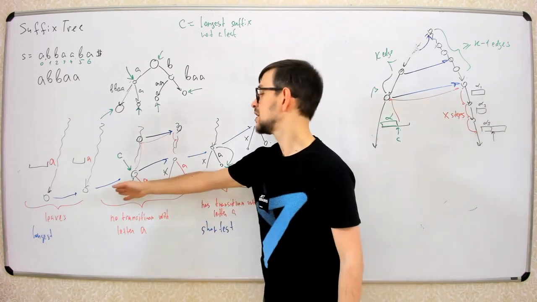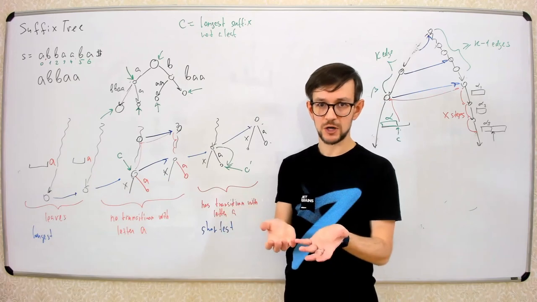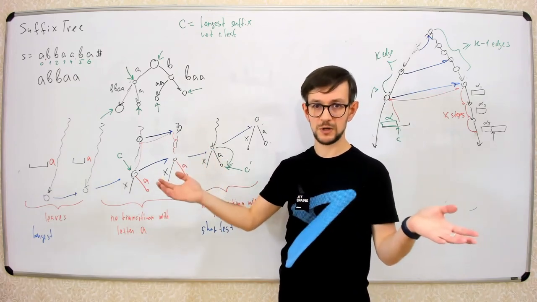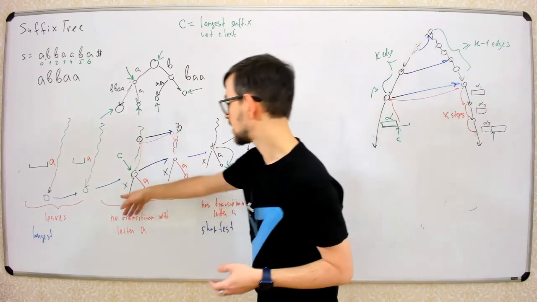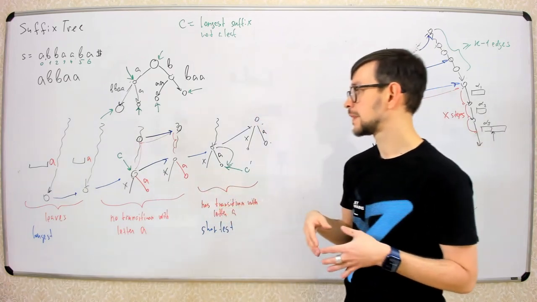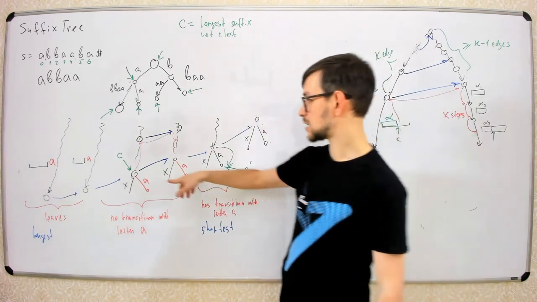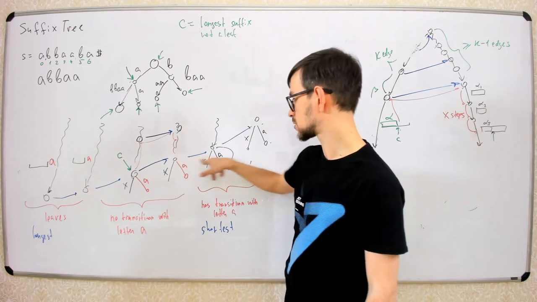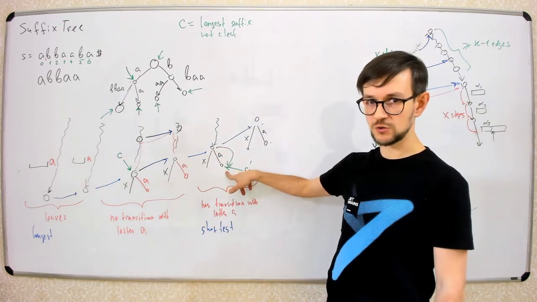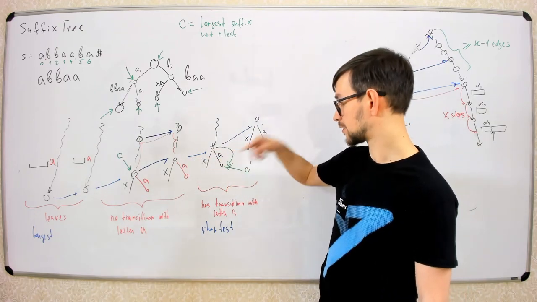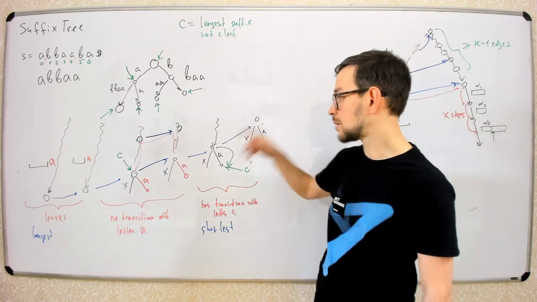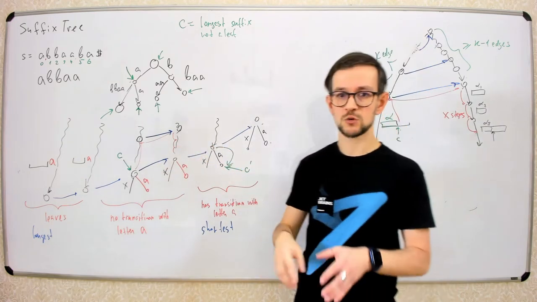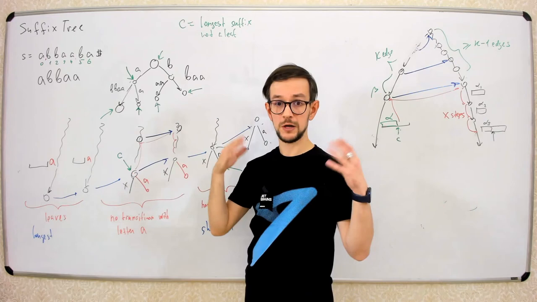Because in this stage we increase the size of the tree, and the total size of the tree will be linear. So we only make a linear number of operations here. And these operations are just that we follow these suffix links or we go down using this letter here. So the total number of operations like this will be linear. So the amortized time of the whole algorithm will be linear.